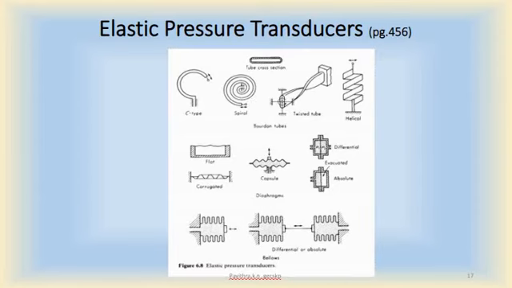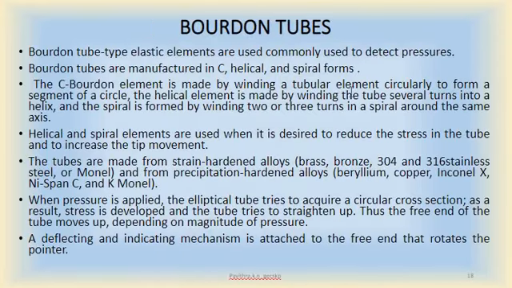Okay, so the C-type is made by winding a tubular element circularly to form a segment of a circle, the helical element is made by winding a tube several turns into a helix, and the spiral is formed by winding 2 or 3 turns in a spiral around the same axis. Both these helical and spiral elements are used when it is desired to reduce the stress in the tube and to increase the tip movement.